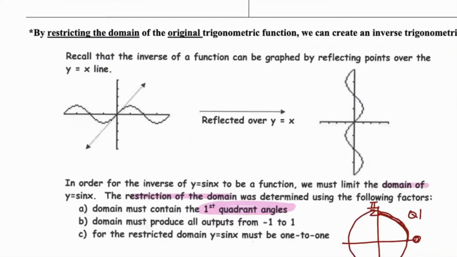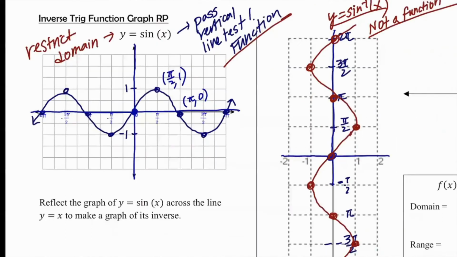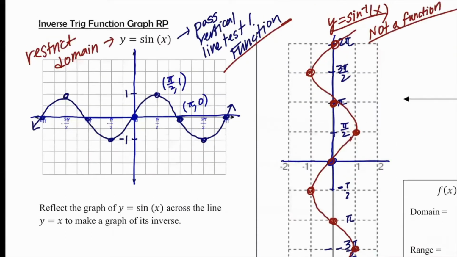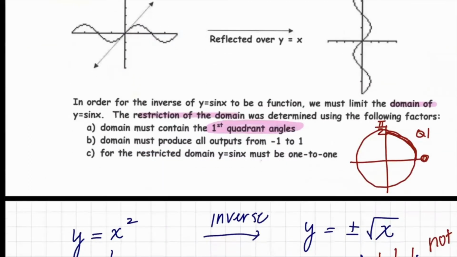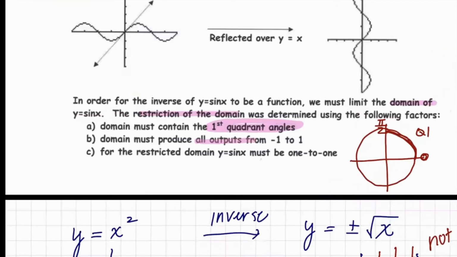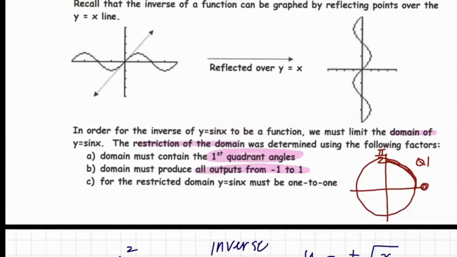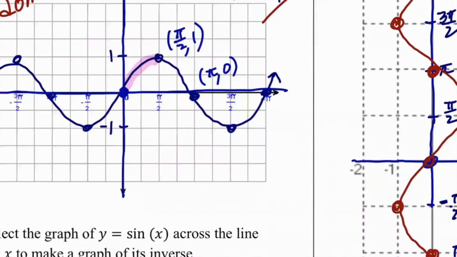So then let's go back to the sine graph. 0 to pi over 2 would be over here, right? That's part of my domain restriction, okay? Now that's not it. Let's keep going. It also says that it must have all outputs from -1 to +1. Okay, this is the domain restriction I have so far, but this one only gives me outputs from 0 to 1. So that's not enough.